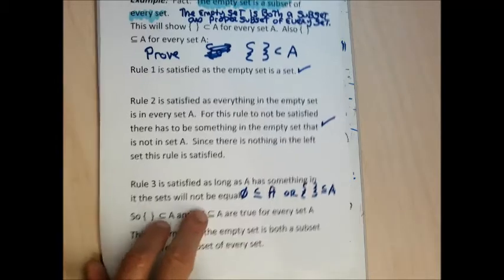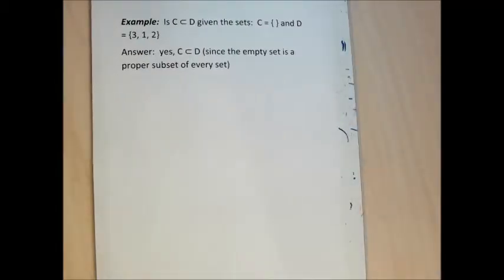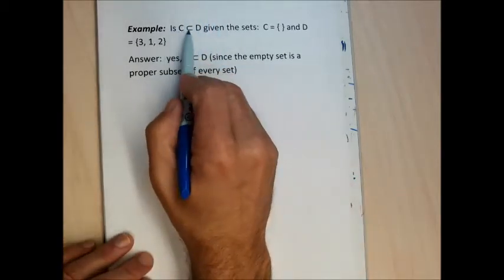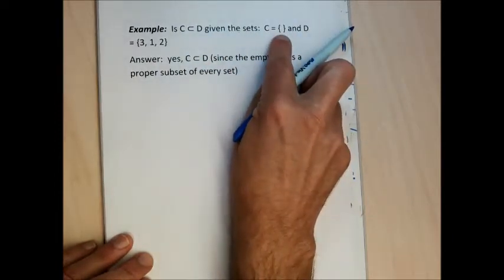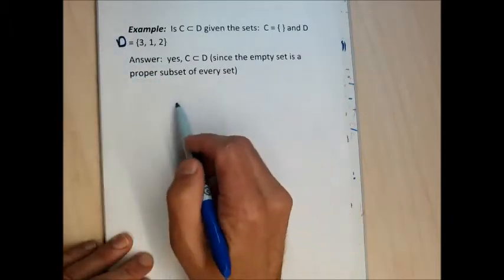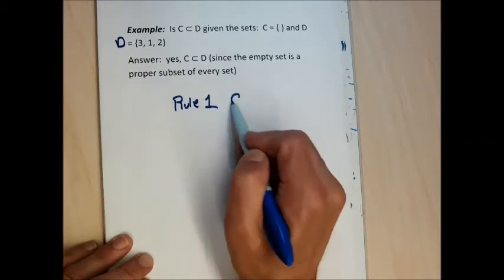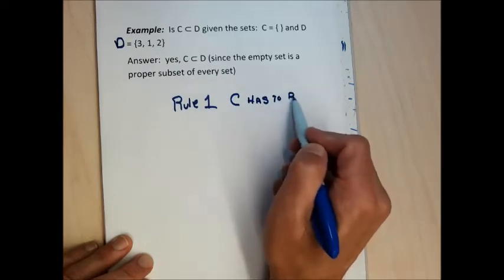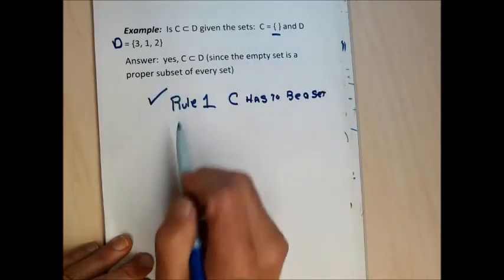All right, so let's do an example of this. It doesn't come on the test, so I'll just do one example. This says, is C a proper subset of D, given C is the empty set and D is the set that contains 1, 2, and 3? Technically, we have 3 rules. Rule 1: C has to be a set. And C is a set because it's an empty set.